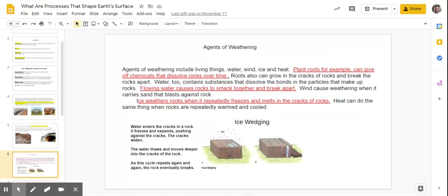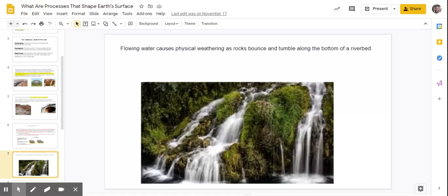Agents of weathering are those things that cause weathering to happen. So, rain is an agent of weathering. As it rains or water hits a rock over time, it causes it to break down. So those are what we consider agents of weathering, or things that cause weathering to happen. So, rain, wind, ice wedging, as you can see right here, where water gets into the rock, it freezes, and as it freezes, it causes the rock to expand and eventually break. Flowing water causes physical weathering as rocks bounce and tumble along the bottom of a riverbed. So that's also a form of weathering.